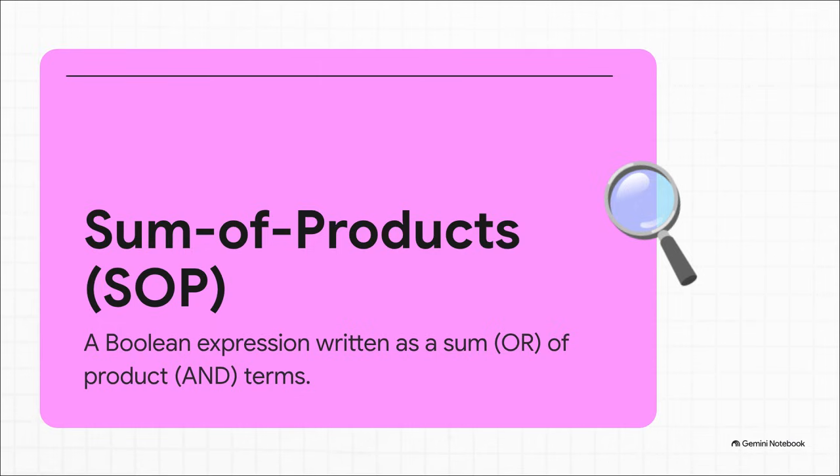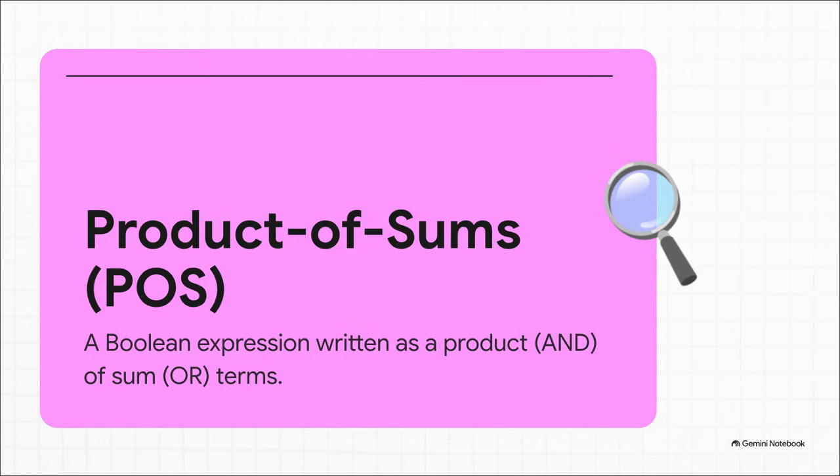Oh, and a quick vocabulary check. Each of those individual product pieces you see in an SOP equation, we call that an implicant. Then we have the exact structural reverse, product of sums, or POS form. This is a Boolean expression written as a product of sum terms. So here, the expression is built out of individual sum terms, variables that are ORed together, which are then all multiplied or ANDed together at the end.